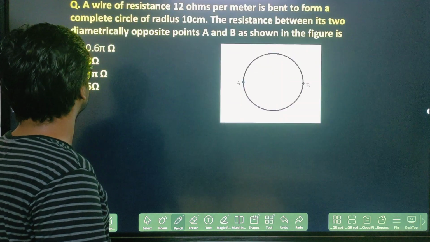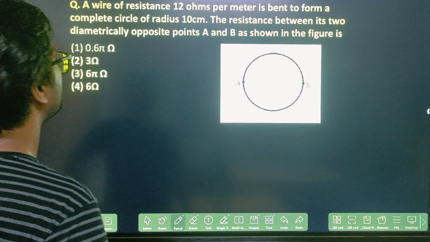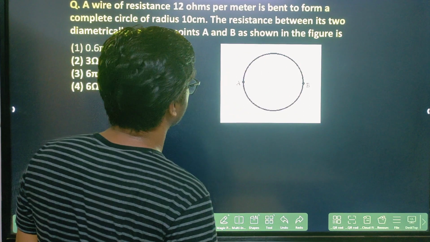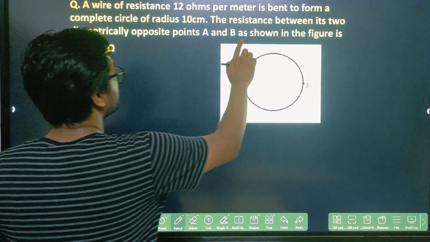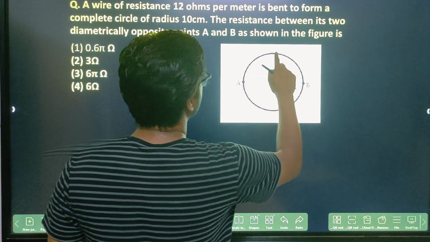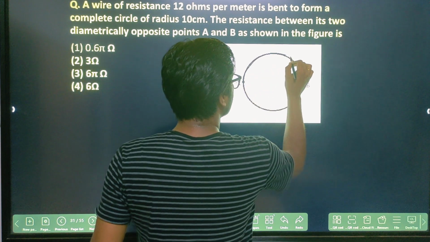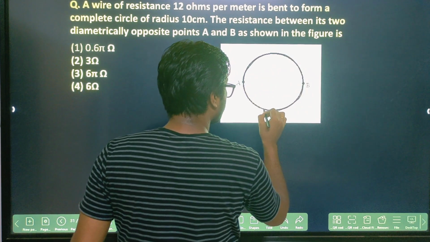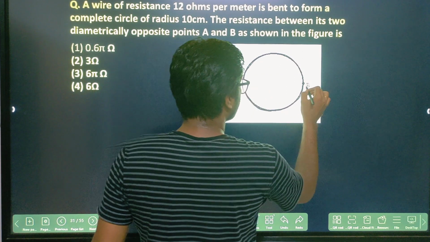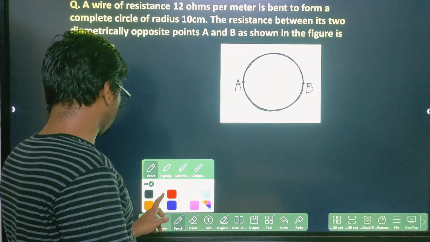Now let's go to the question. A wire of resistance 12 ohm per meter is bent to form a complete circle of radius 10 centimeter. The resistance between its two diametrically opposite points A and B shown in the figure is. So I just draw this one. This is your one circle, made up of conducting wire, and this point is your A and this point is your B.